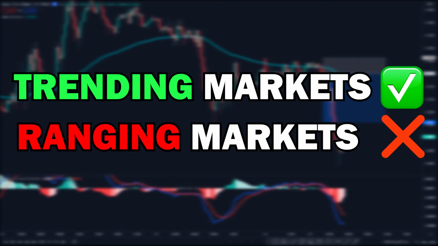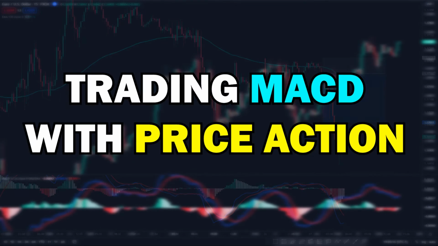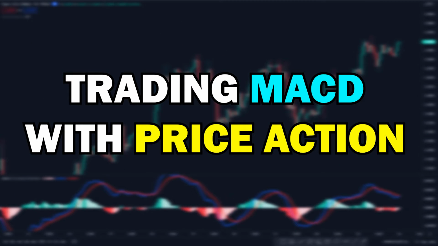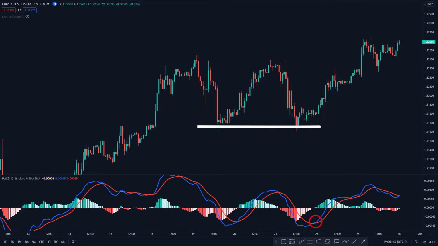Note that this strategy has a great winning rate in trending markets, but fails to keep the consistency in ranging markets when the price movement is sideways. So to have a much higher probability of success using the MACD, we combine this indicator with price action concepts. Trading the MACD indicator with price action. Now, let us discuss another strategy using the MACD, where we will be combining the MACD crossover with price action concepts to predict the markets.